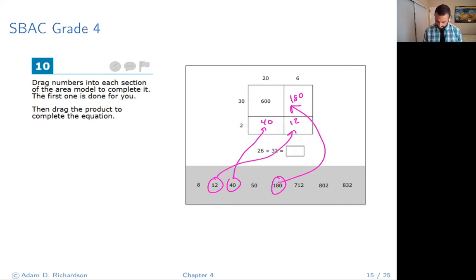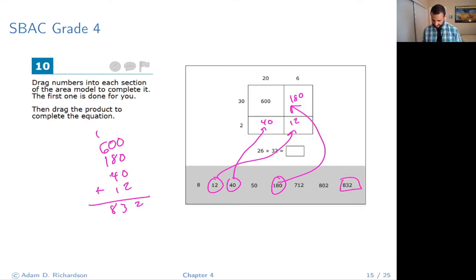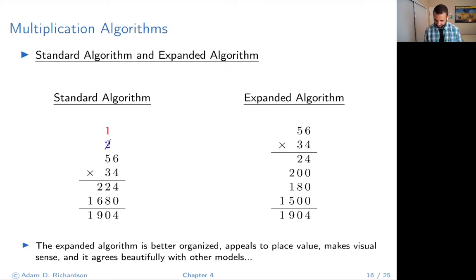All right, now we have the entire rectangle filled out and we just have to add everything up. Let's do that over here. 600 plus 180 plus 40 plus 12. Let's see, 8, 9, 10, 11, 12, 13, 6, 7, 8, 832. So then we would have to take this and drag it right there. So that's what we're expecting fourth graders to be able to do. Now you have an idea of where they're headed at the end of fourth grade.